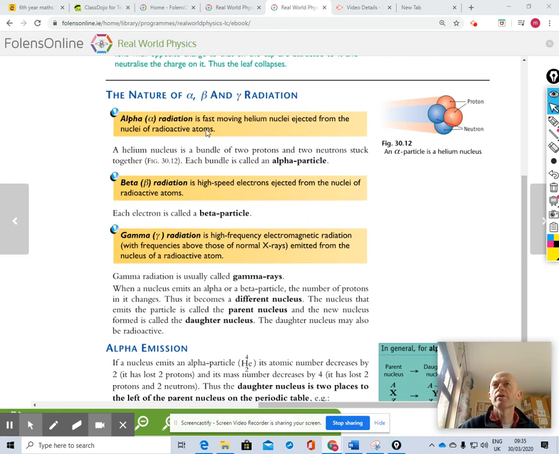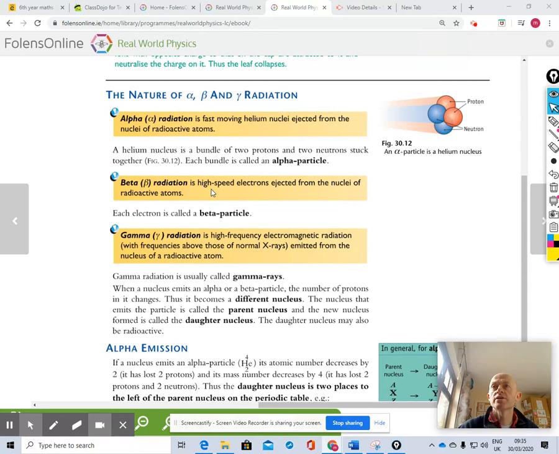So, what are these alpha rays, beta rays, and gamma rays? Well, it was discovered that alpha radiation are actually fast-moving helium nuclei, so made up of 2 protons and 2 neutrons, and we call each individual one an alpha particle.